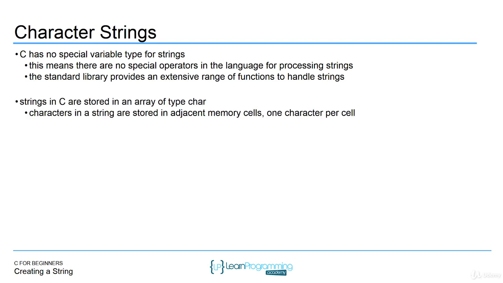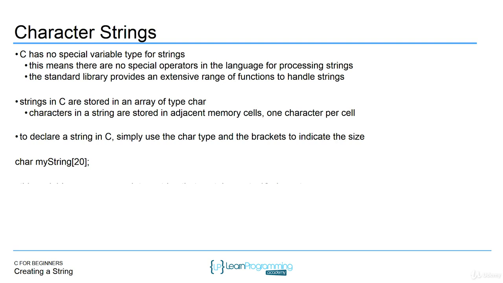Strings in C are stored in an array of type char. We know what an array is. We know what a char is. A type char is a single character. An array, you can just store multiple elements in the same name. So it makes sense that a string would be inside of a character array, because a string is many, many characters. So the characters of a string are stored in adjacent memory cells, 1 character per cell. You can access it just like you access an array as well.